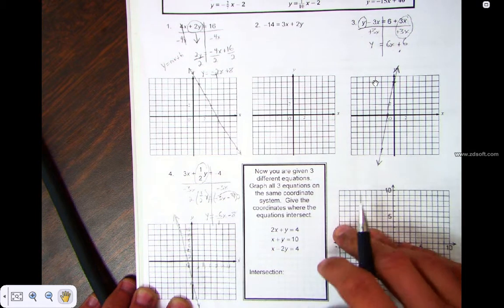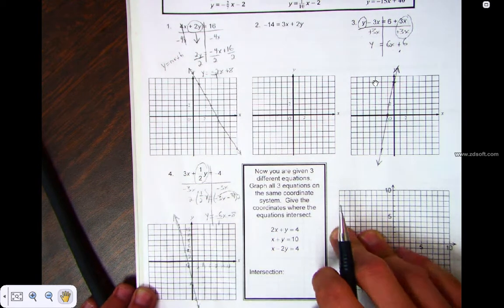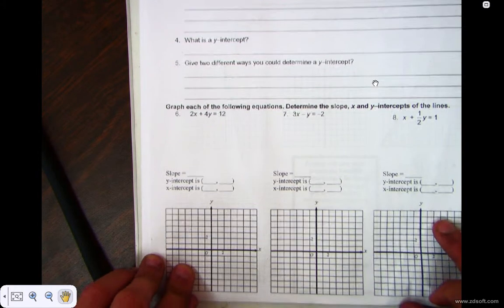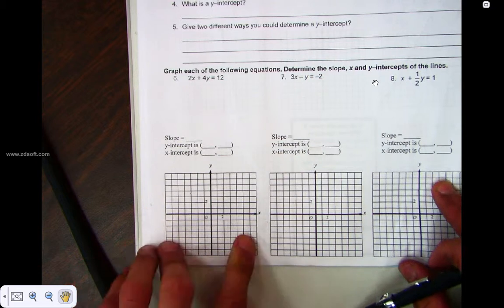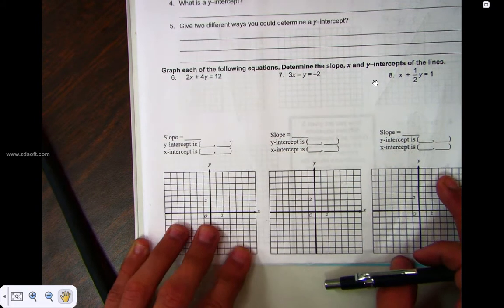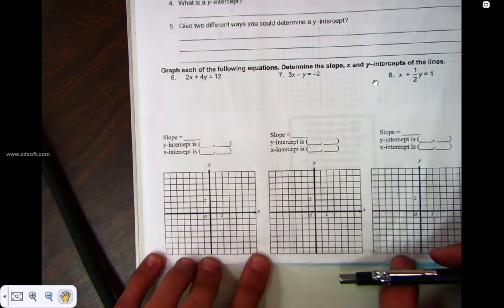Okay, so hopefully this is helping some. Let's go ahead and look at the back. Let's see if there's anything on the back that's worth noting. Let's go ahead and solve some of these on the bottom for y and talk about the slope, the y-intercept, and the x-intercept. Alright, so I'm going to speed it up a little bit.